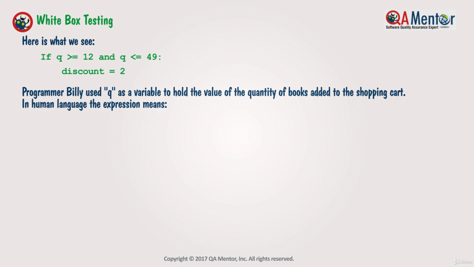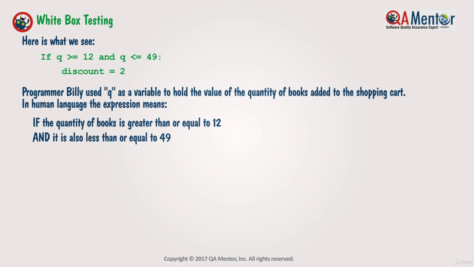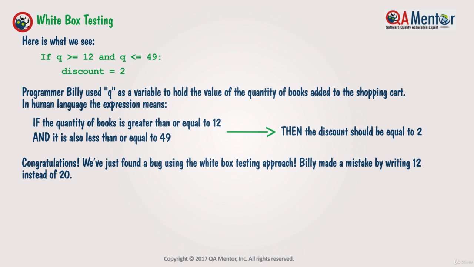Here is what we see. Programmer Billy used Q as a variable to hold the value of the quantity of books added to the shopping cart. In human language, the expression means, if the quantity of books is greater than or equal to 12, and it is also less than or equal to 49, then the discount should be equal to 2. Congratulations, we just found a bug using the white box testing approach. Billy made a mistake by writing 12 instead of 20.